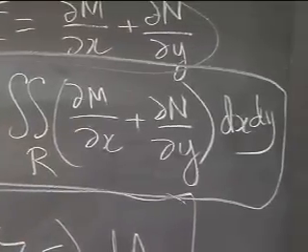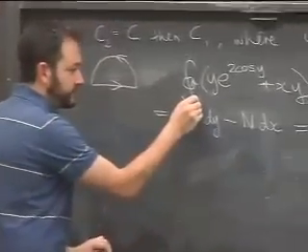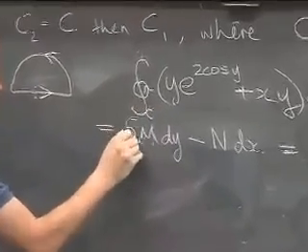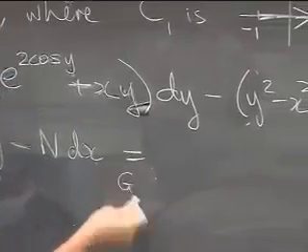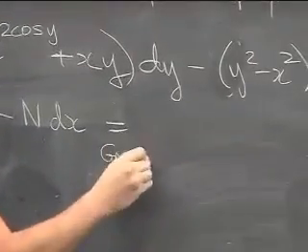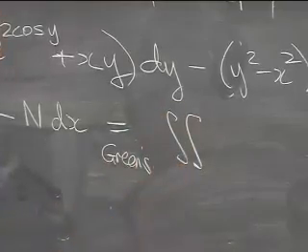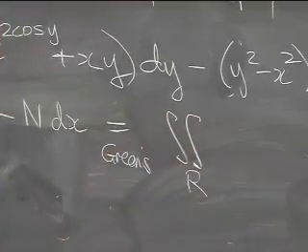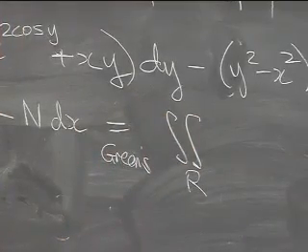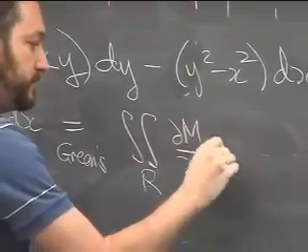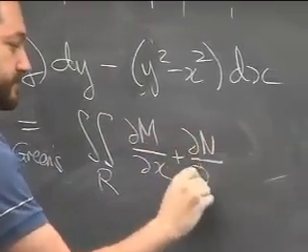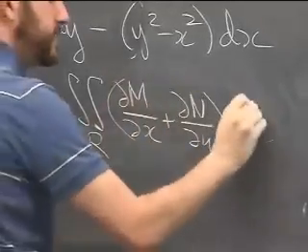So don't worry about f. We come back over here. This is the closed loop C. And according to Green's theorem, version 1, this is equal to the double integral over R of dm dx plus dn dy dx dy.